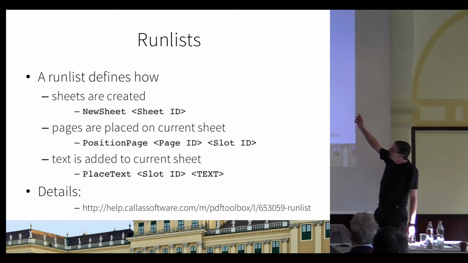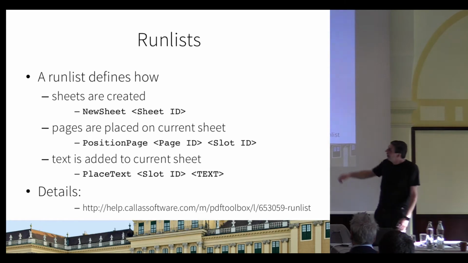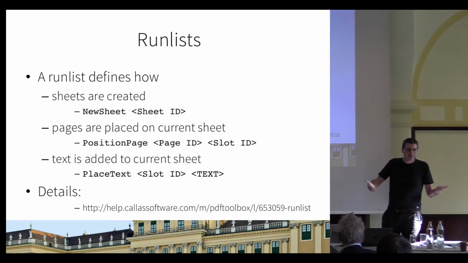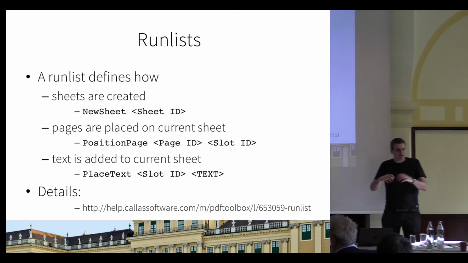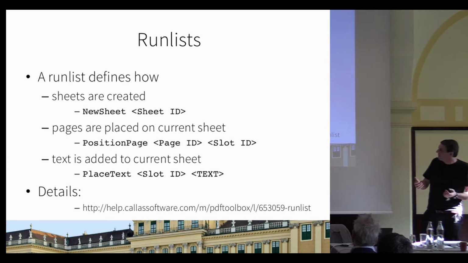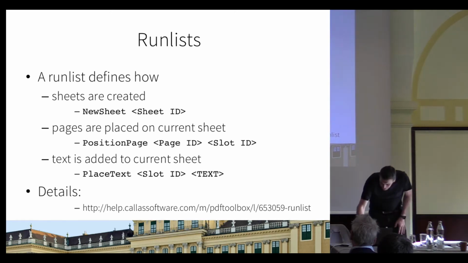The most important commands in this context are the new sheet command that will just add a new sheet to the resulting document, and the position page command that will take a page from the document and put it into a slot according to the definition of that slot. And then there's also another command that adds some text to the sheet. That's working the same way. It's just referencing a slot ID, and you can specify a text, and it will put the text into that slot according to the placement options in the slot. Okay.